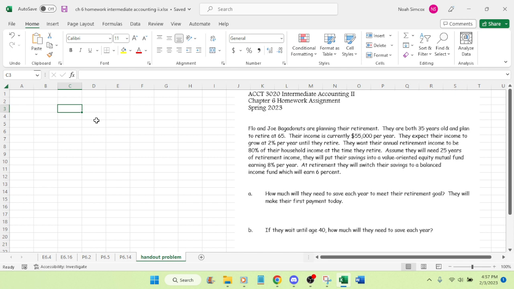They are both 35 years old and plan to retire at 65. Their income is currently this much a year. They expect their income to grow at 2% per year until they retire. They want their annual retirement income to be 80% of their household income at the time that they retire. Assume that they will need 25 years of retirement income. They will put their savings into a value-oriented equity mutual fund earning 8% per year. At retirement, they will switch their savings to a balanced income fund which earns 6%.